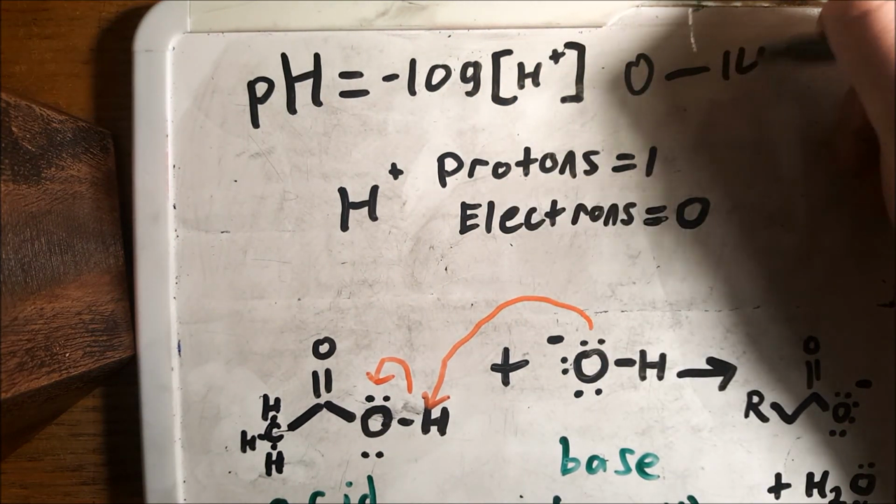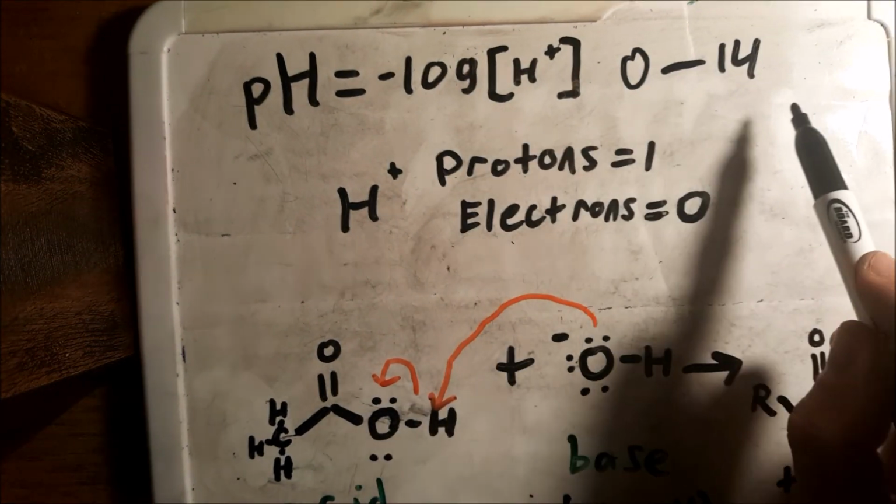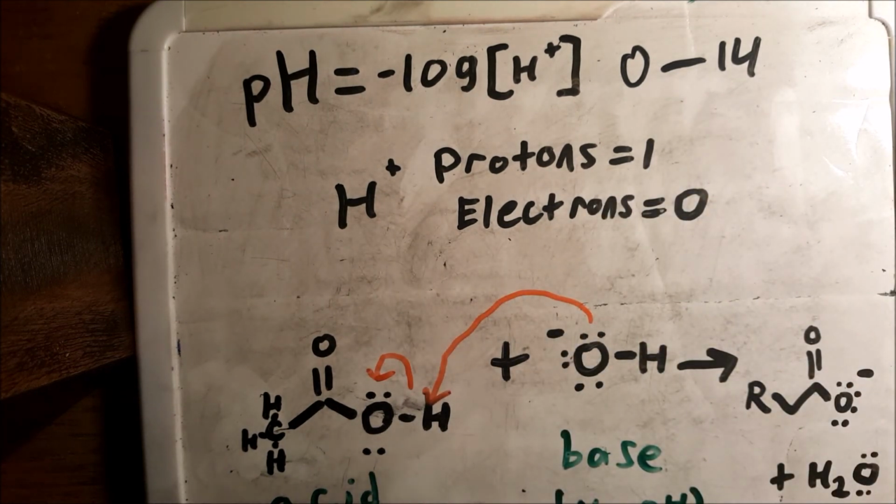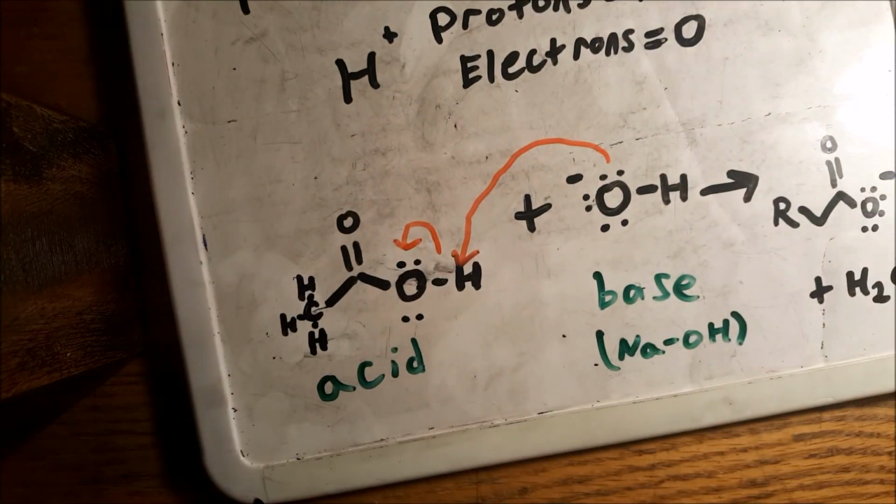And as we know, the scale of pH goes from 0 to 14, and this is just found by taking the concentration, taking the negative log of the concentration. That's going to give you a number from 0 to 14. And from that, you'll find out what the pH is.